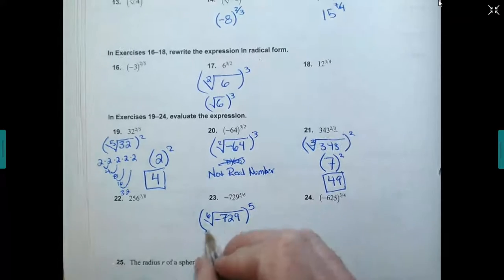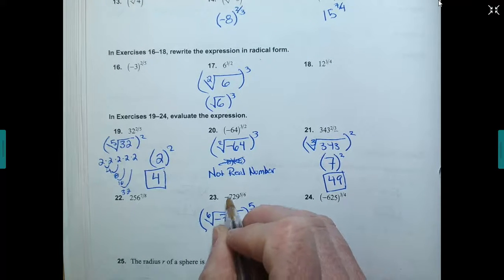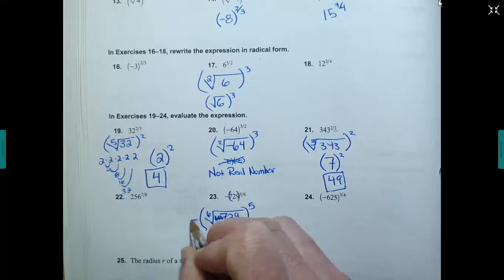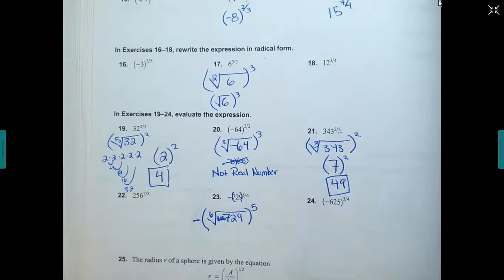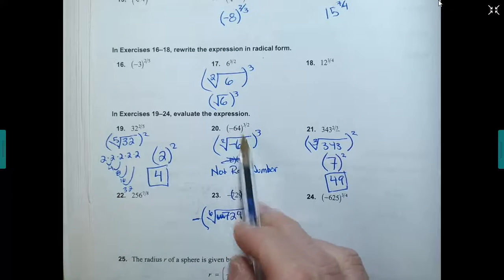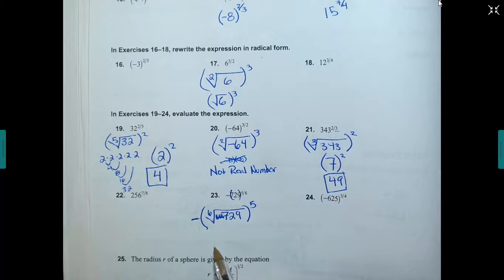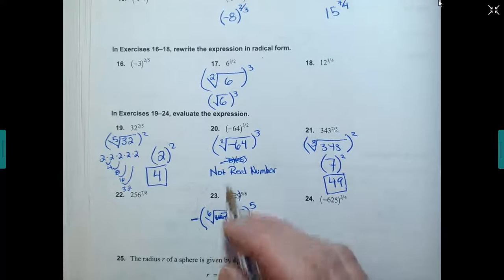Oh, I'm sorry. That's what it is. So this negative is outside of the 729. So this goes right here. Because this one is inside of the parentheses, I can't do it. This one is outside of the parentheses, so my final number is going to be negative, whatever it is.